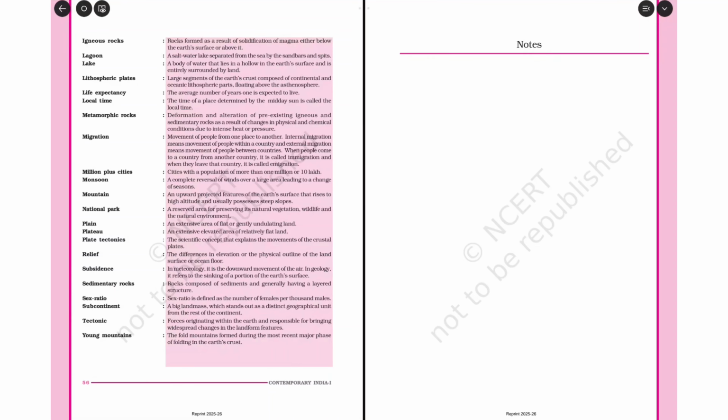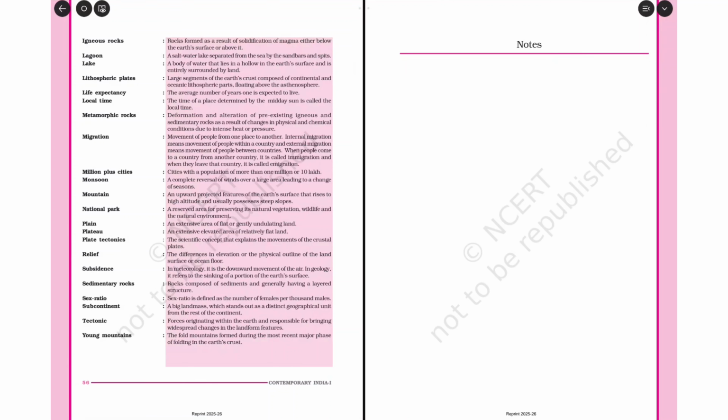Let's finish the glossary. Sedimentary rocks: rocks composed of sediments and generally having a layered structure. Metamorphic rocks: deformation and alteration of pre-existing igneous and sedimentary rocks as a result of changes in physical and chemical conditions due to intense heat or pressure.